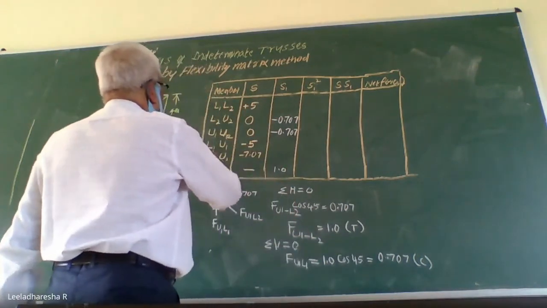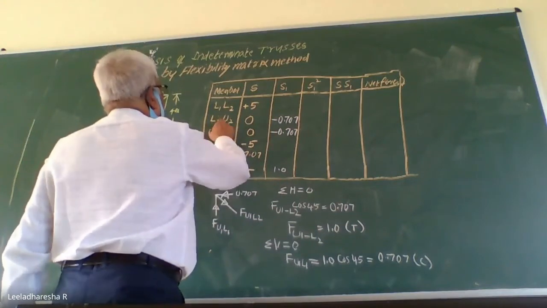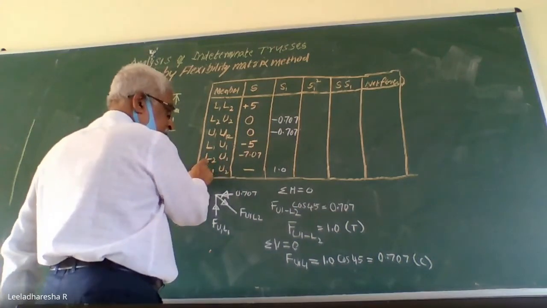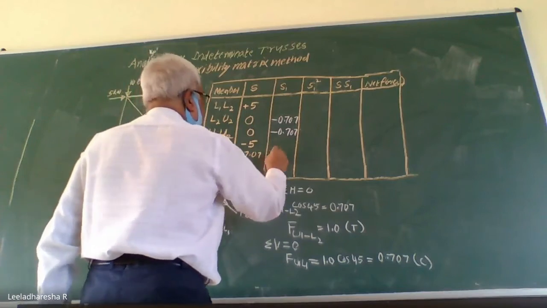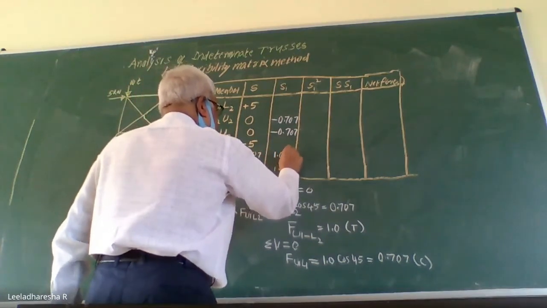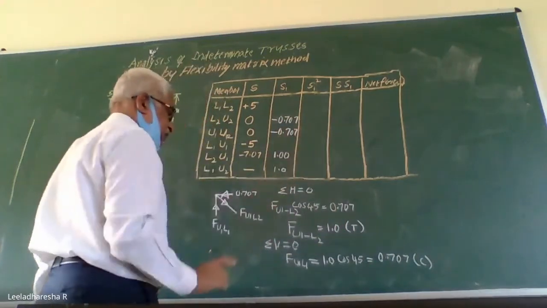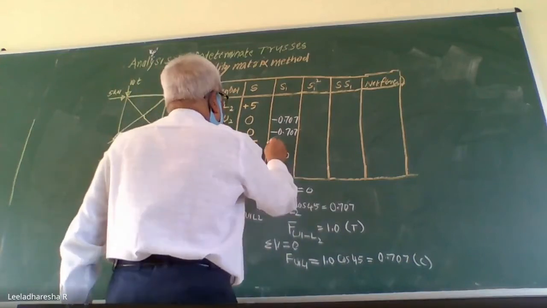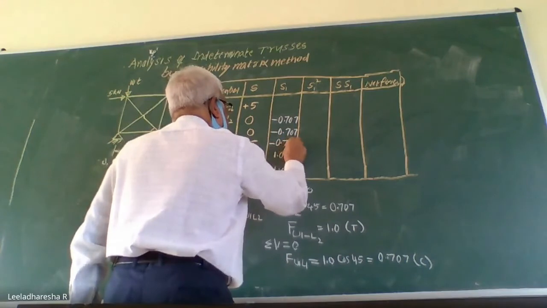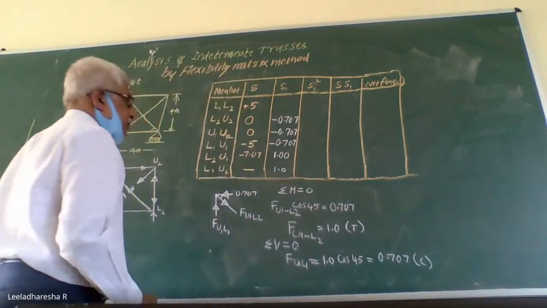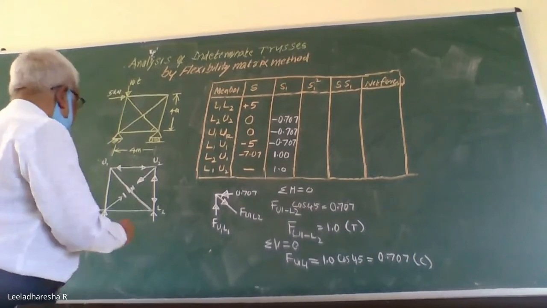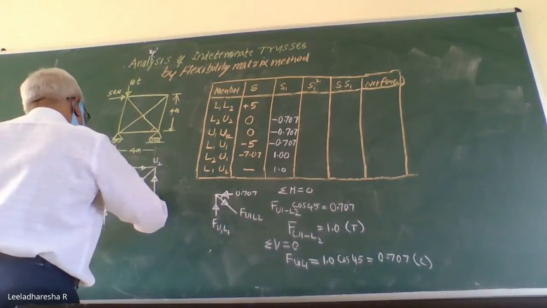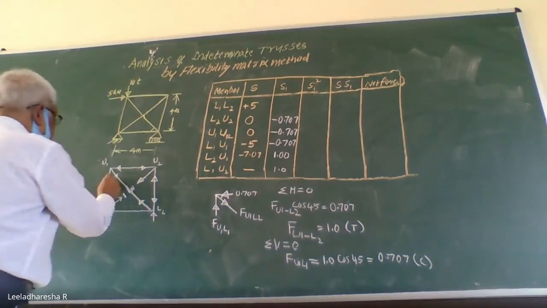F U1 L2, it is 1.00. Minus or plus? Tension, therefore plus. F U1 L1, compression, minus 0.707. Immediately indicate the nature in the main figure. This one is tension, and this one is compression.